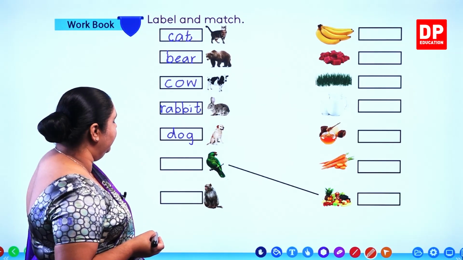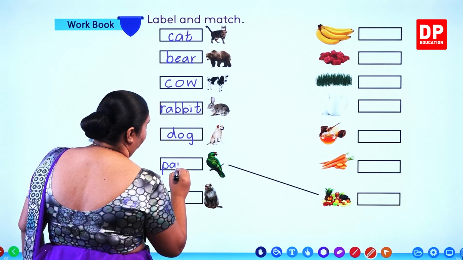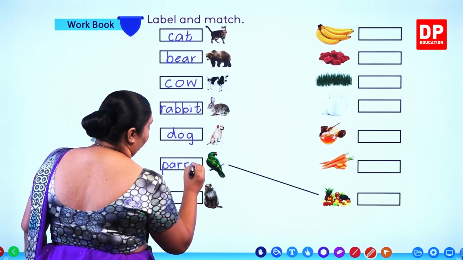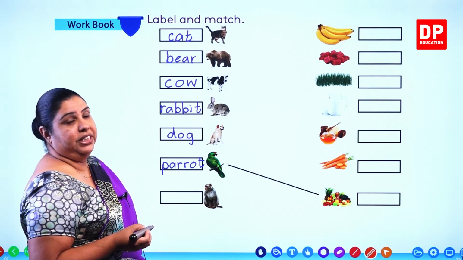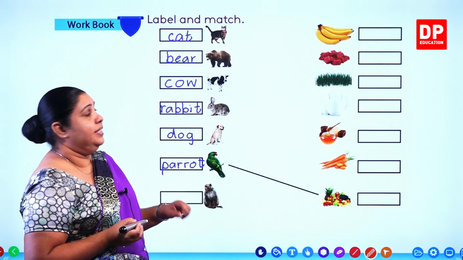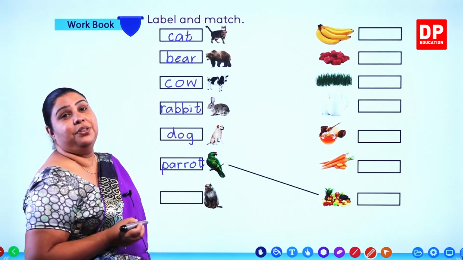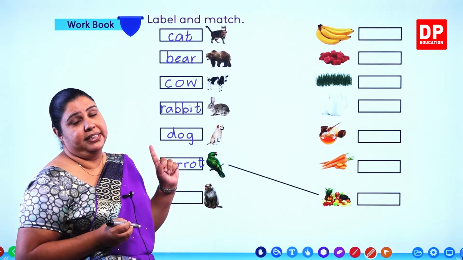Then we have our green parrot. How do we write the word parrot? P-A-R-R-O-T. When we write the word parrot, we have to write 2 R letters. When we write the word rabbit, we need to write 2 B letters. So you have to practice the spelling, children.